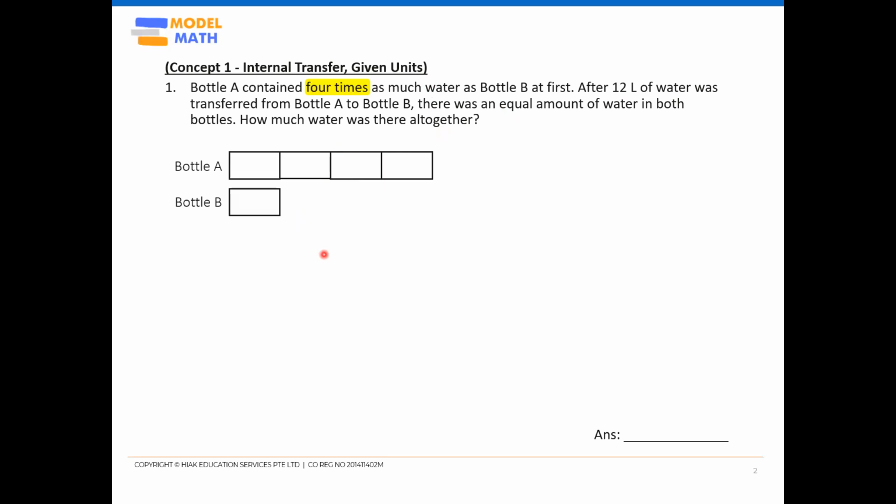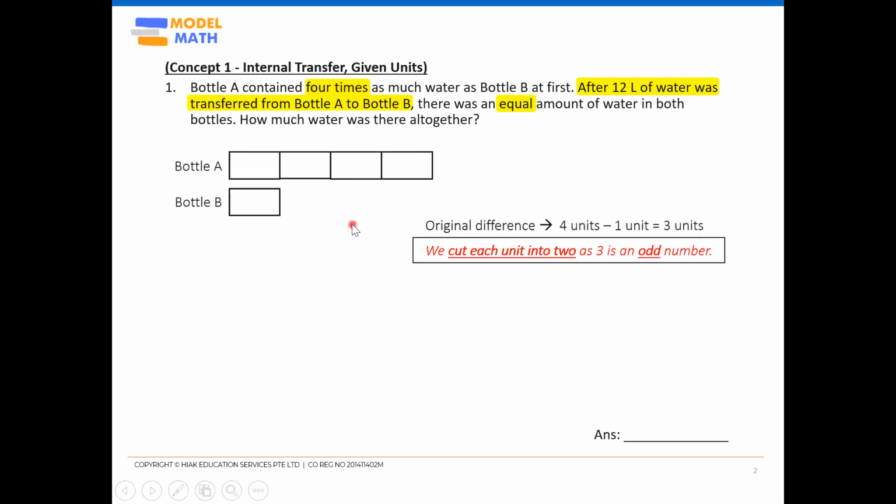Most of you would have realized that I actually need to cut the model at this point such that I bring like 1.5 units down so that they will be equal to each other, which is very true. In this case, the whole idea is to look at the difference of 3 units, the original difference, 4u minus 1u. The difference is 3 units, and because it's an odd number, you can cut each unit into 2 smaller units.